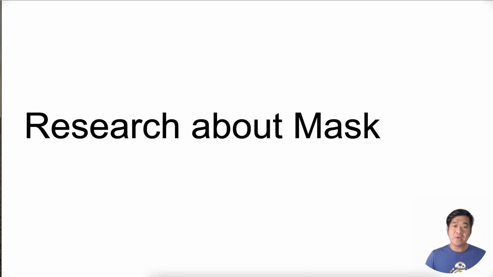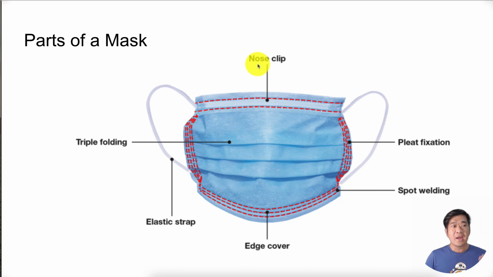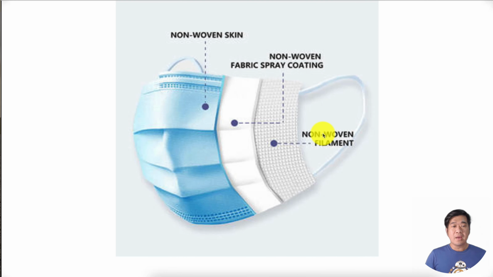Now, we are going to look into analyzing similar products. Before that, I want you to research different kinds of masks. This is an example of the basic mask that we use every day. There are different parts of it, already labeled and annotated. You will see the nose clip, triple folding, etc. Please study the parts of the mask so that you will understand how important the features of them are. Here is the filter of the mask.